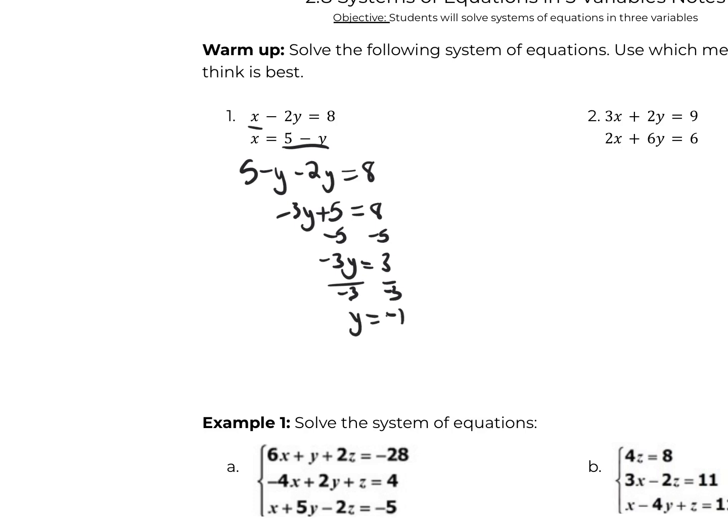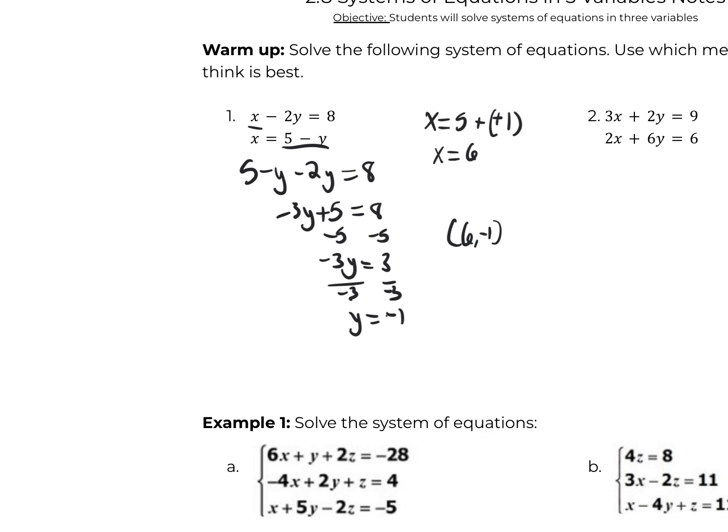Now I can take that and plug it into either one of my original equations. It does not matter which one. x equals 5 minus negative 1. Well, when I subtract a negative 1, that's the same as adding a positive 1. So x equals 5 plus 1, which is 6. So my solution set is 6 comma negative 1.